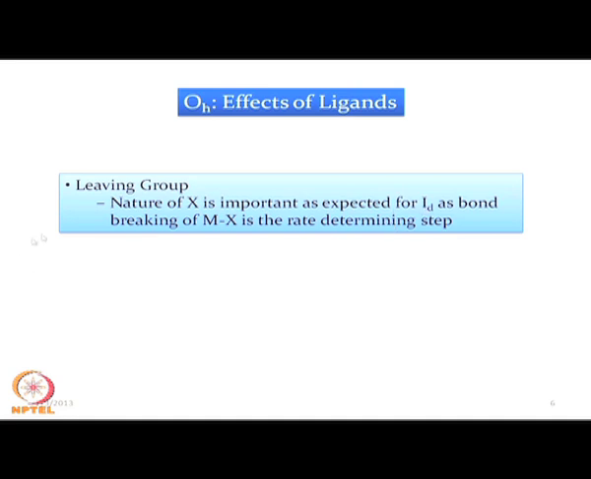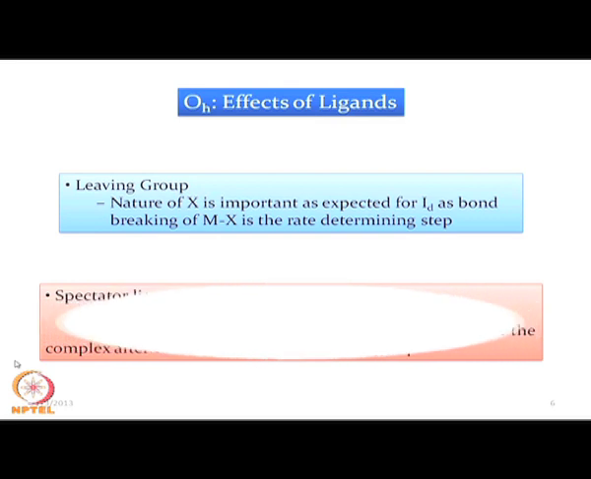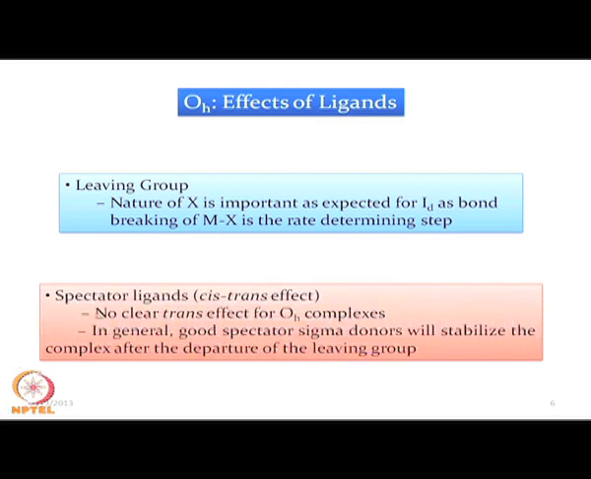as bond breaking of M-X is the rate determining step. Why is it dissociative? Because X has an important role to play, and the RDS, the rate determining step, is the bond breaking of M and X. We can have some spectator ligands where we can see the trans effect, as well as the opposite of that, which we can consider as the cis effect. So, we consider the cis and trans effect for octahedral geometries. So, no clear cut trans effect is seen for octahedral geometries, which is observable only for square planar geometries.